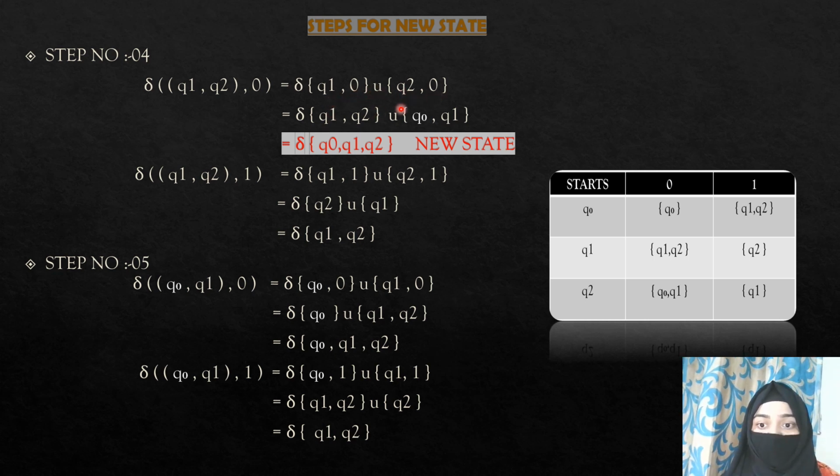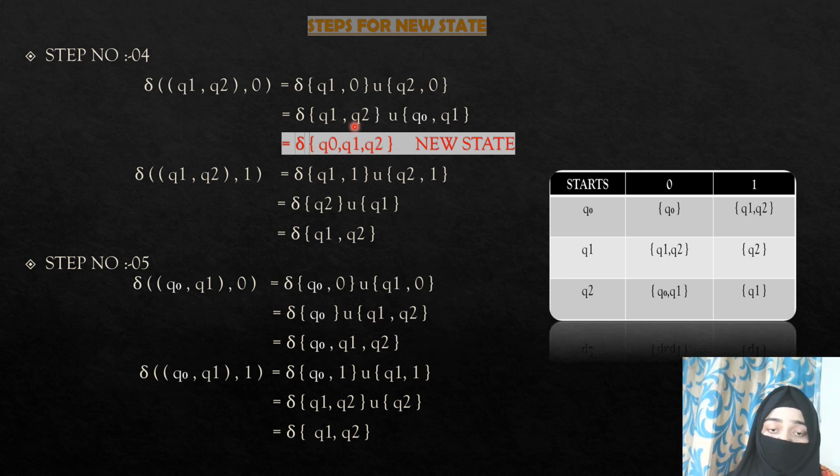We can see Q1 with respect to 0 gives Q1 and Q2, and we write the same thing here, union Q2 with respect to 0, which gives Q0 and Q1. How do we get Q0, Q1, Q2? Simple thing. We have Q1 as a repeated state, and we take it as one only. So first we have the smallest state Q0, then Q1, then Q2, and this is not in the table. Same as I told you in the previous slide, we are going to consider this as a new state.